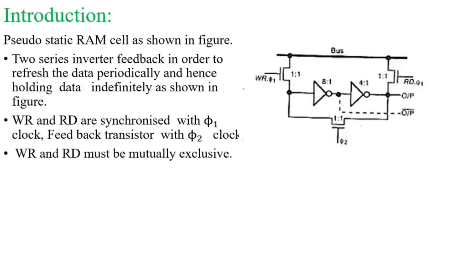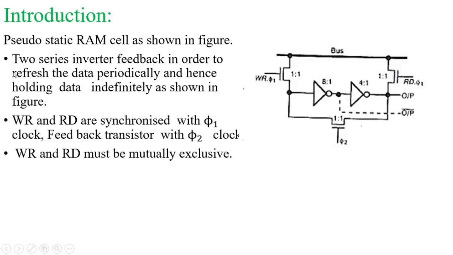Introduction. The pseudo static random access memory cell is shown in the figure. This is the circuit diagram of the pseudo static random access memory cell. And we know that SRAM is an example of non-volatile memory. Here we are using the pseudo-static RAM cell for storing 1-bit information. It means that with the help of the circuit, we are storing the 1-bit information.